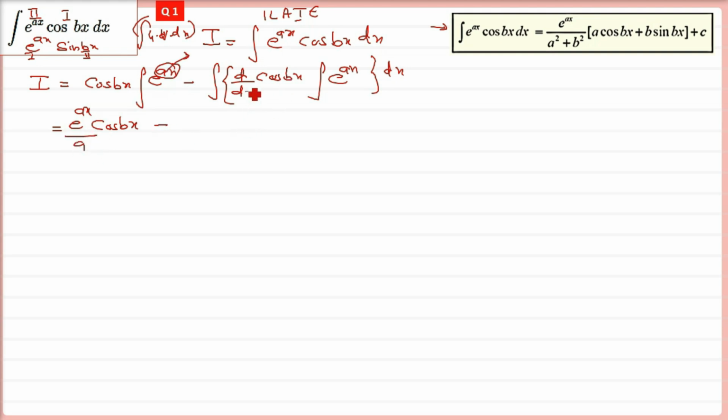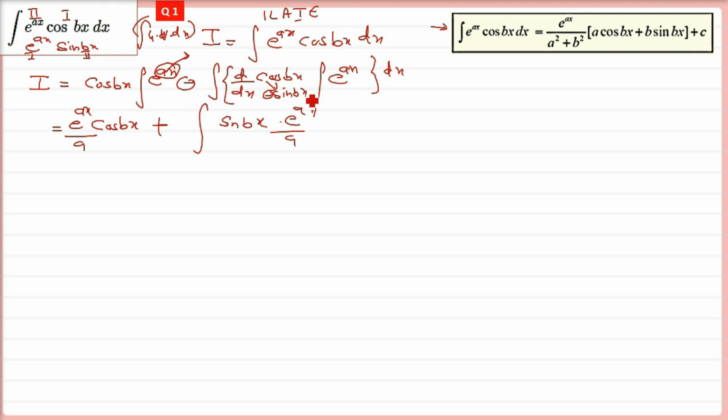Now cos bx will be what? It will be negative sin bx. Remember, you are differentiating here. So minus minus, I am making it plus here itself. So minus sin bx, cos bx differentiates to negative sin bx, and then bx will also be differentiated. That will give you b. And what about integration of e raise ax? It will be e raise ax by a.